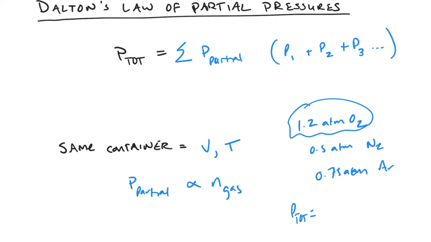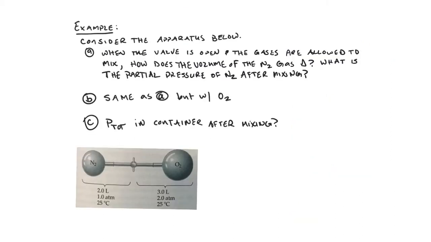Okay. All right, so let's take a look at an example problem dealing with this. We have an apparatus that's shown below that has some gases at volumes and temperatures. Let's think about what happens when this valve is opened. If I open the valve and allow the gas to mix, what happens to the volume of the N2 gas? What happens to the partial pressure of N2? What happens to the volume of O2? What happens to the partial pressure of O2? And then how do we figure out the total pressure inside the container? Pause the video, think about it, give it a shot, and then press play when you're ready to see the solution.